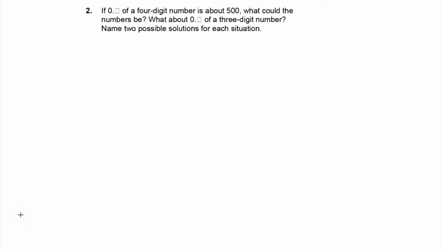If 0 point something of a 4-digit number is about 500, what could the numbers be? What about 0 point something of a 3-digit number that would give you 500? So let's name two possible solutions for each situation. In the first case, we're looking for a 4-digit number that when multiplied by some decimal gives us an answer of 500. So 0 point something times a 4-digit number is going to be equal to 500. I'm going to choose a fairly arbitrary number right now.